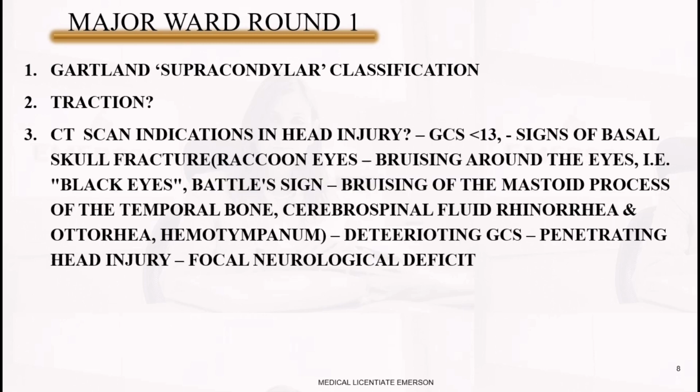Then CT scan indications in head injury. So what are some of the indications of CT scan when someone presents with head injury? So we have GCS less than 13. Signs of basal skull fractures.